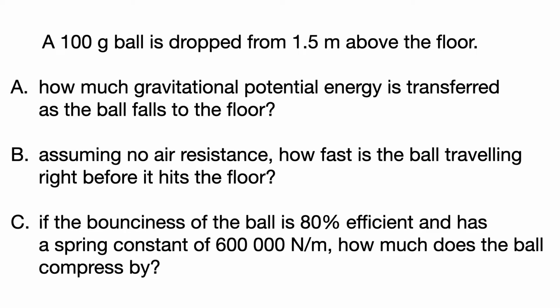Part A, how much gravitational potential energy is transferred as the ball falls to the floor? B, assuming no air resistance, how fast is the ball traveling right before it hits the floor? C, if the bounciness of the ball is 80% efficient and has a spring constant of 600,000, how much does the ball compress by? All right, let's start off with part A.